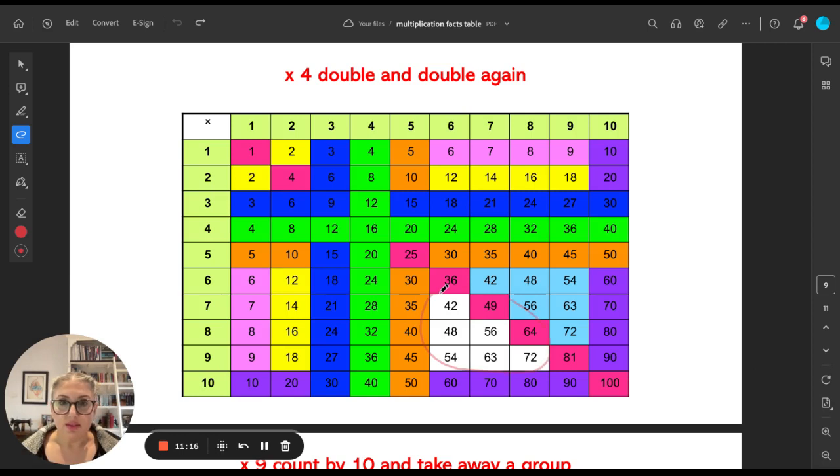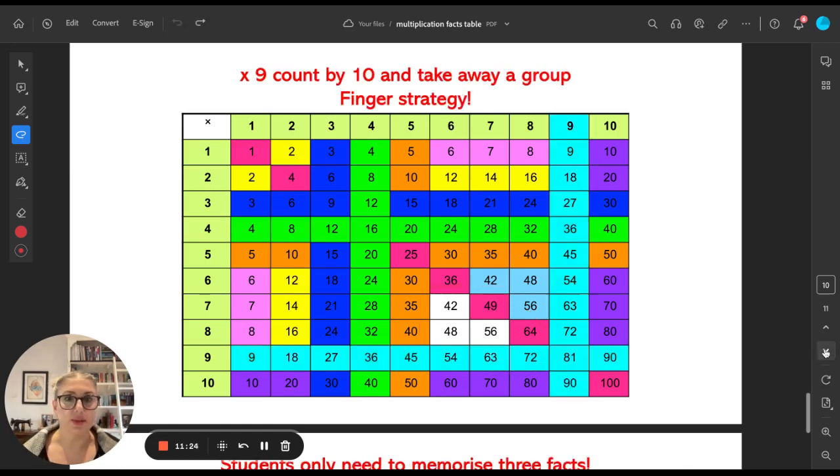Now, we're down to 6 facts that we need to memorize, but still got a trick up my sleeve. That is by 9. Now, I'm going to do a whole video on the 9 multiplication facts because there's so many really interesting ways of figuring out the 9 tables, the 9 multiplication facts, and it's a really cool and really fun way for students to do it.